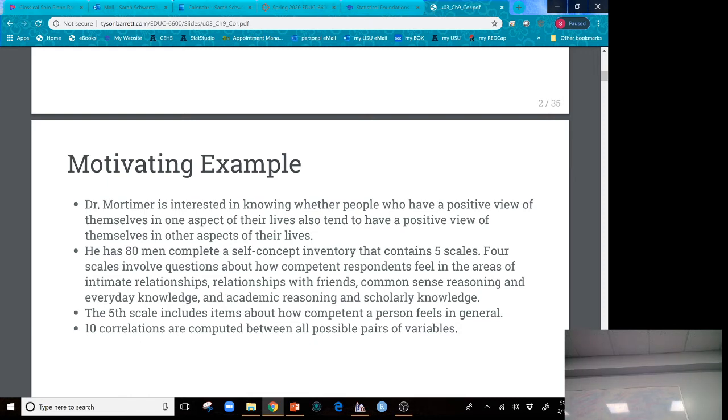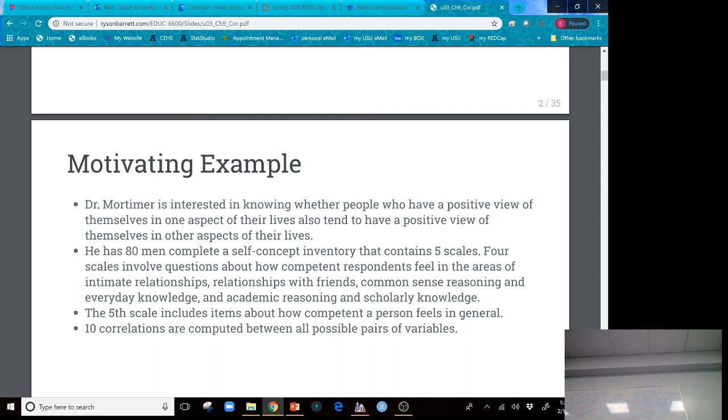He has 80 men who complete a self-concept inventory that contains 5 scales. 4 scales involve questions about how competent respondents feel in areas of intimate relationships, relationships with friends, common sense reasoning, and everyday knowledge. So that's one line, how good they feel there. And then we also have academic reasoning and scholarly knowledge. So we have these two areas. He asks about all these areas, and then the fifth one is how they feel in general. So 4 scales in here, and then a fifth one, 5 scales total.